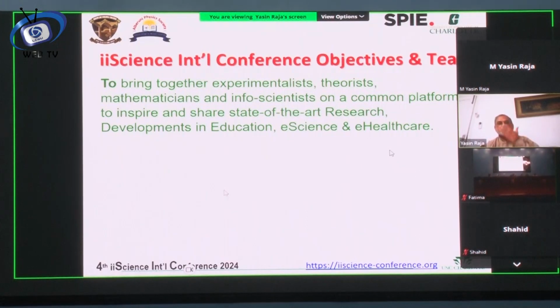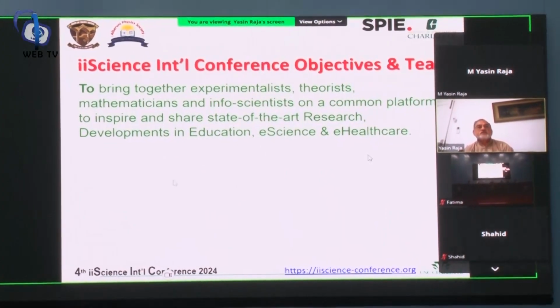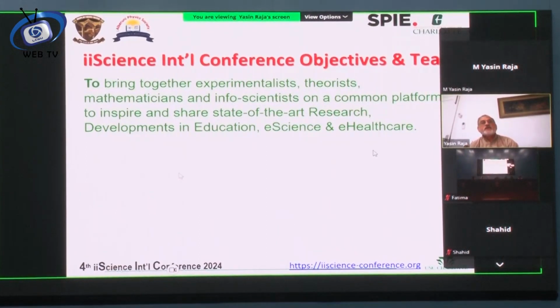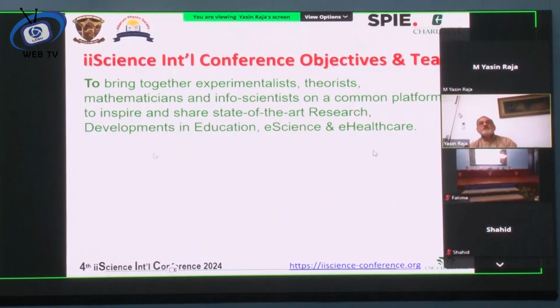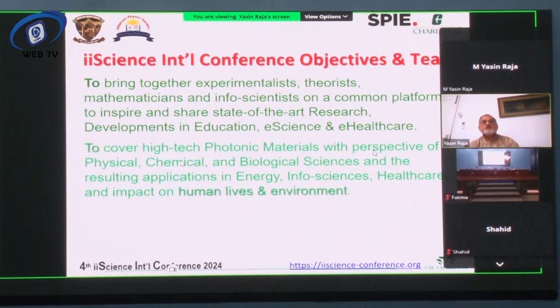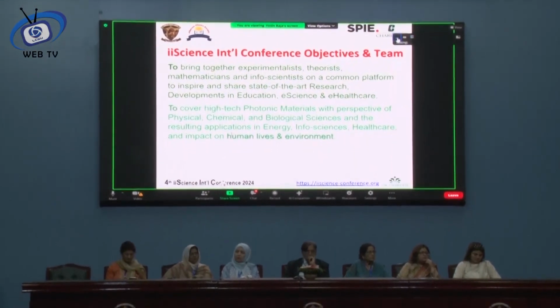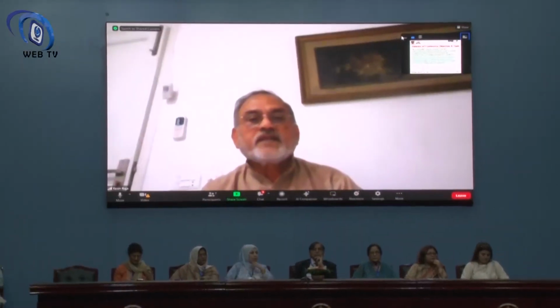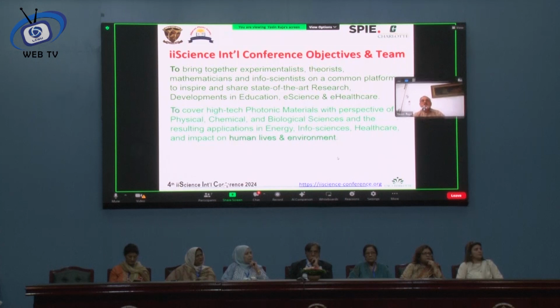The major objective, as one of our introducing speakers, the state secretary, has also mentioned some of the highlights. Its purpose is to bring together experimentalists, theorists, mathematicians, and info scientists on a common platform to inspire and share the state of the art research and development in education, in e-science and healthcare. So to cover high-tech photonic materials with the perspective of physical, chemical, and biological sciences, and the resulting application in energy, info sciences, healthcare, and impact on human lives and environment. Those are the key objectives and the key approach which we have adopted.